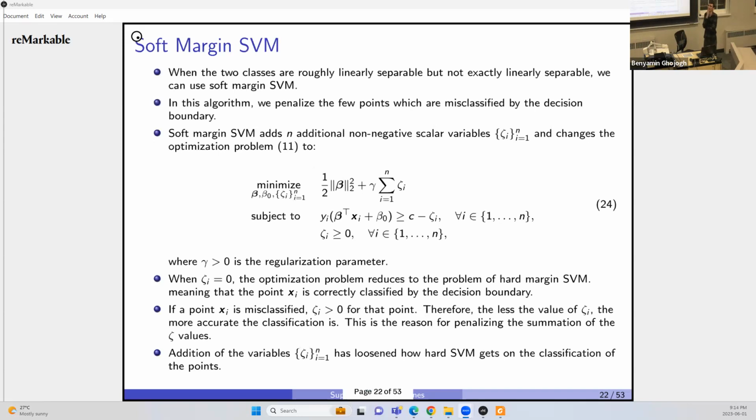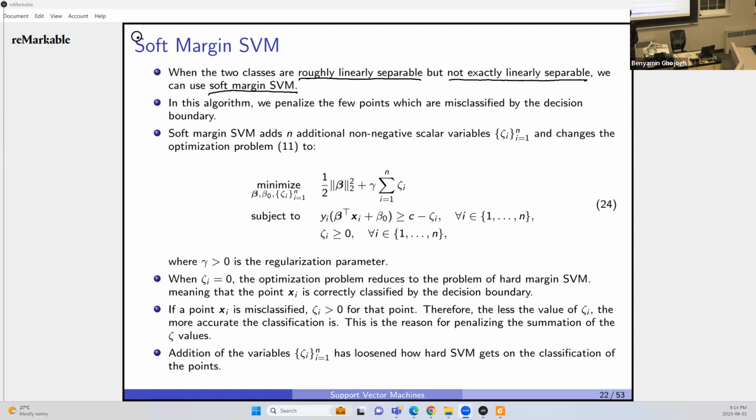Soft margin SVM. When the two classes are roughly linearly separable, but not exactly linearly separable, we can use soft margin SVM. This is a progress in the history of machine learning. At the start, they thought, I have binary classification, let me find some decision boundary. They came up with the perceptron. But then they said, I want to find the best decision boundary for better generalization. So they came up with hard margin SVM.